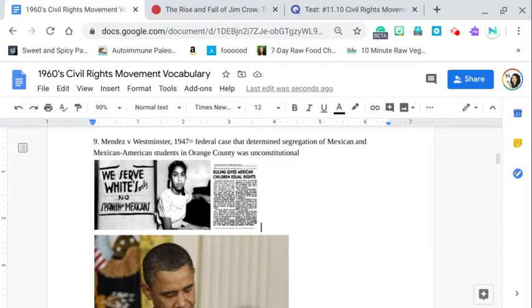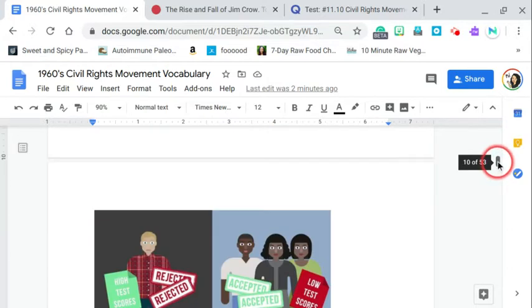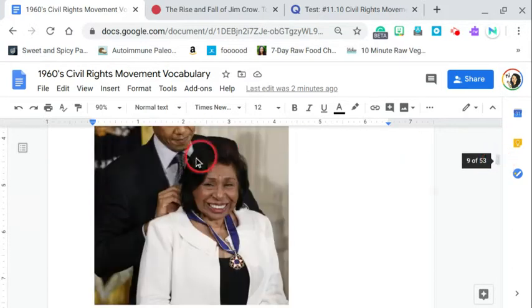And that was actually a way that the NAACP was able to win the desegregation of schools. This was the first case that pushed the agenda, and then many cases were put forward to end segregation. Here we see Obama giving her the Medal of Freedom.